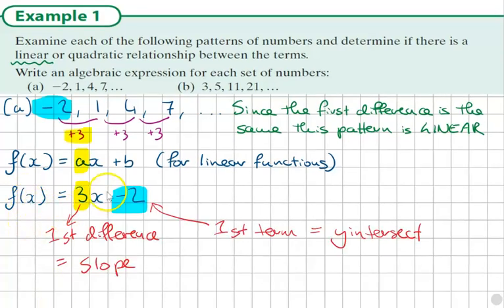So we get f of x equals 3x minus 2. So the 3 is the coefficient of x. So that's the first difference. So that's equal to the slope. So the a becomes 3. And then the plus b is minus 2. It's the first term of our sequence. And if we were to draw this out graphically, that would be the point at which the line cuts the y-axis. So that's known as the y-intercept. That's the first term of the pattern.